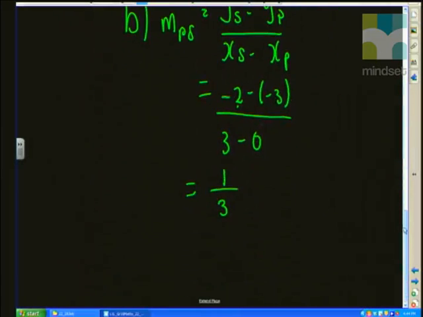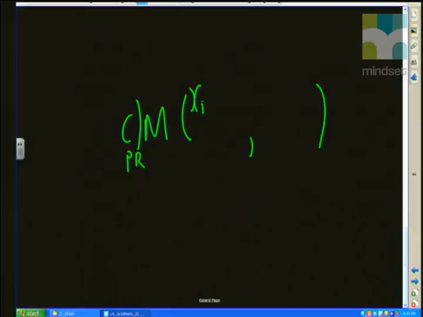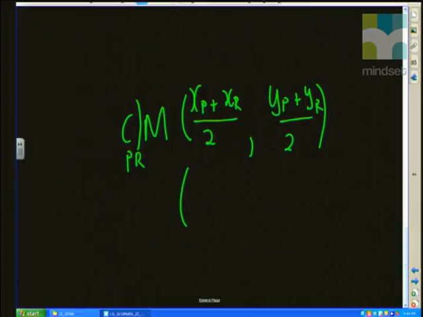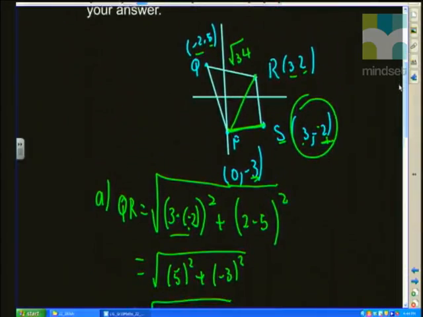For the midpoint of PR, this is part C. Again, it's going to be x coordinate at point P plus x coordinate at point R. It's the sum of the two x coordinates divided by 2, and then the sum of the two y coordinates divided by 2 will give you your midpoint. All right. So if we look at this, we've got PR.